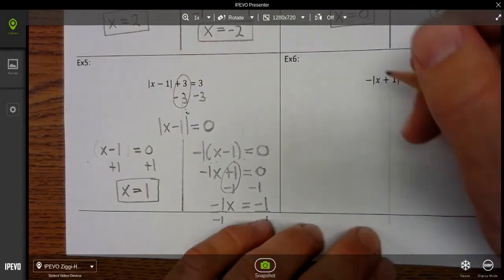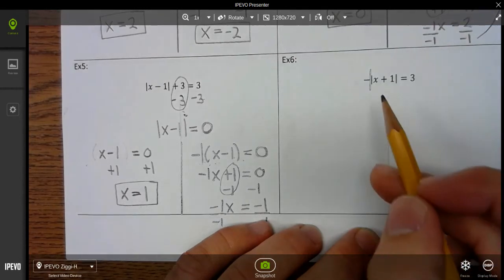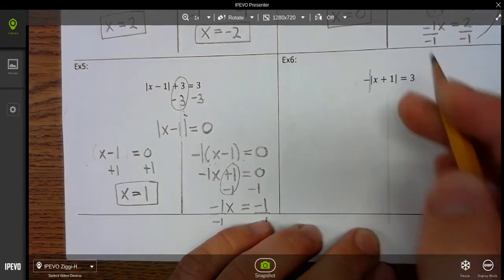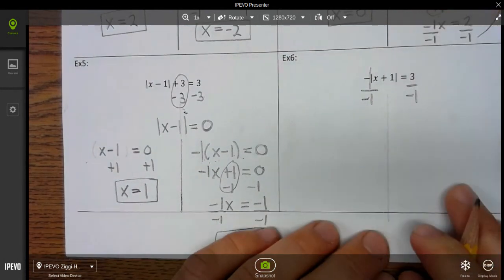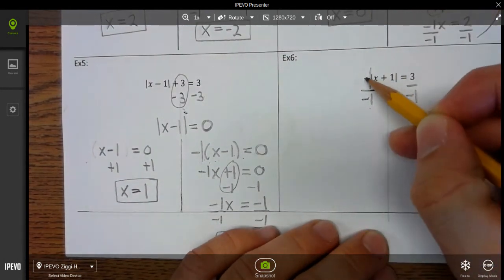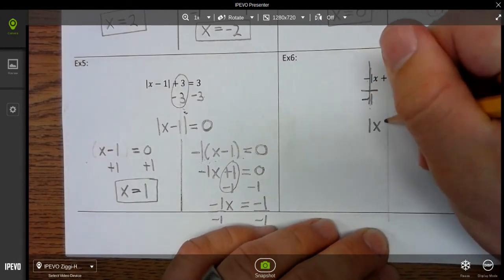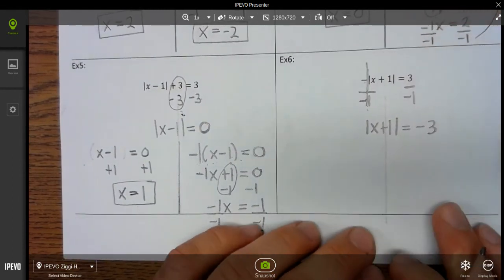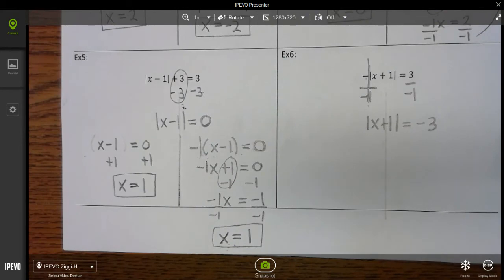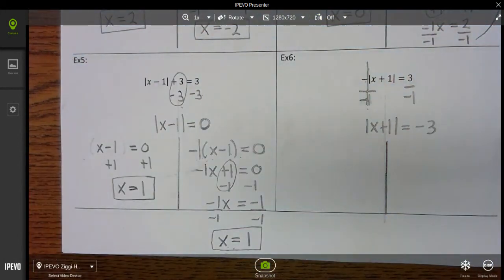All right, so we're going to put a 1 in front of the absolute value. It's a little hard to see, so I'm going to make it bigger. But we know that to isolate the absolute value, we need to divide both sides by negative 1. And we know anything divided by itself is 1. So negative 1 divided by negative 1 is 1. So you have the absolute value of x plus 1 equals negative 3. Now we've isolated the absolute value, so we're going to apply the definition.